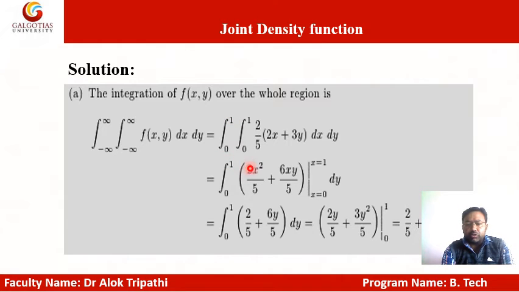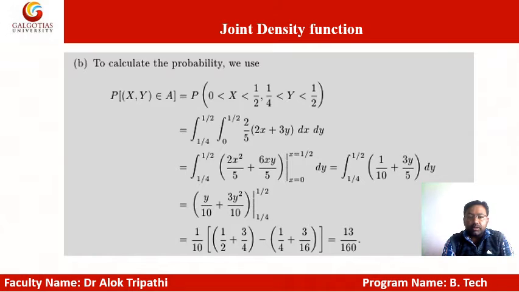So we integrate from 0 to 1 and 0 to 1 the function 2/5 (2x + 3y); we have just put in the value of the joint probability density function. First we integrate it with respect to x, then with respect to y. After integrating, we get the value 1. So it means that this function is a valid joint probability density function for the random variables x and y.